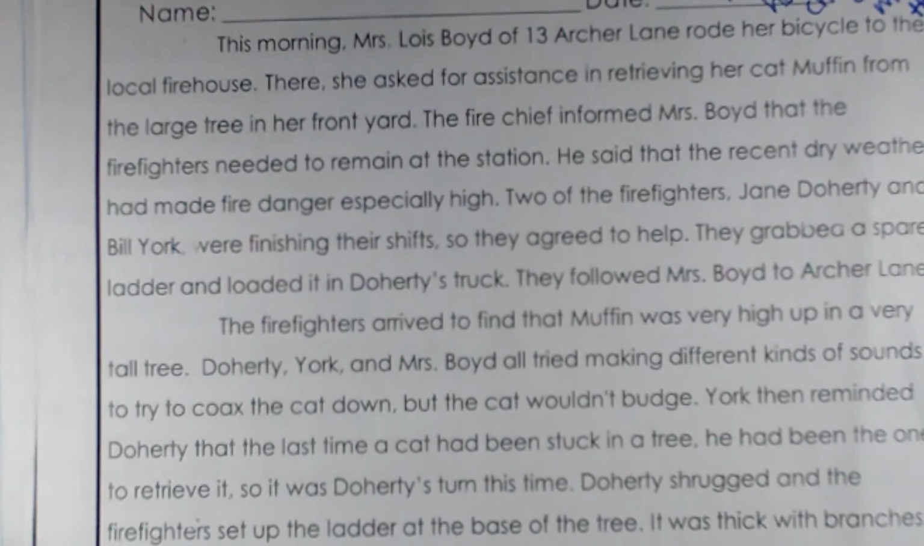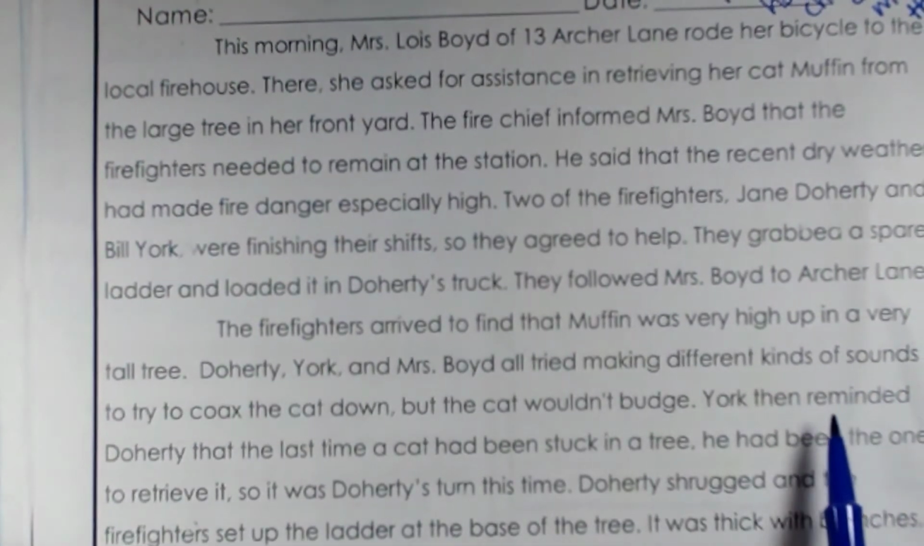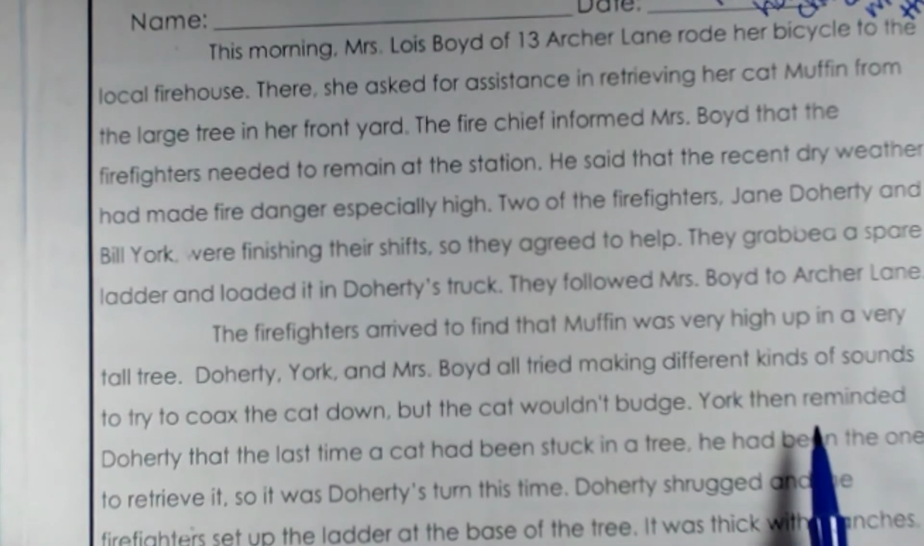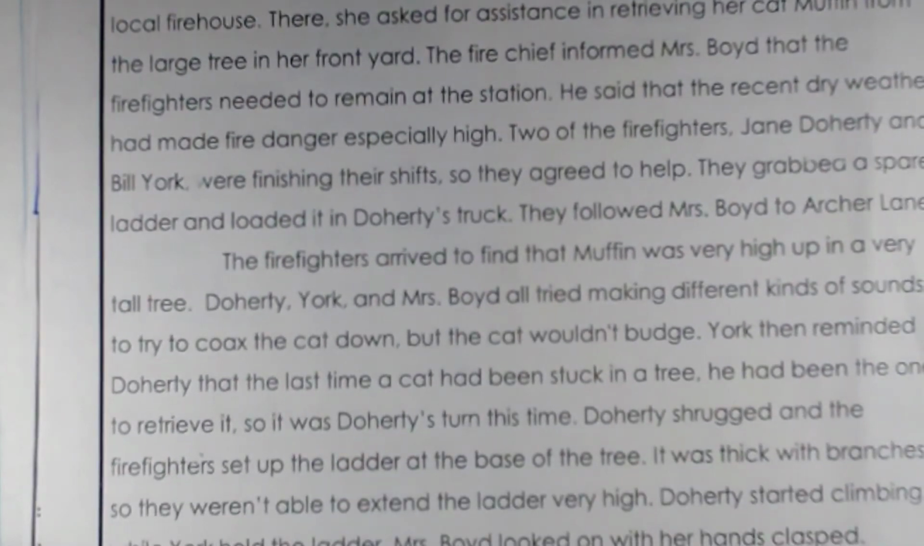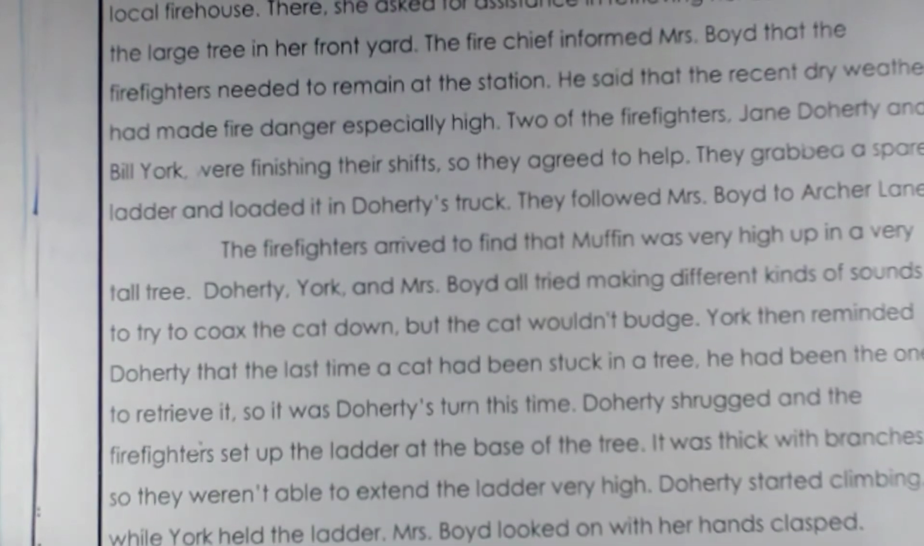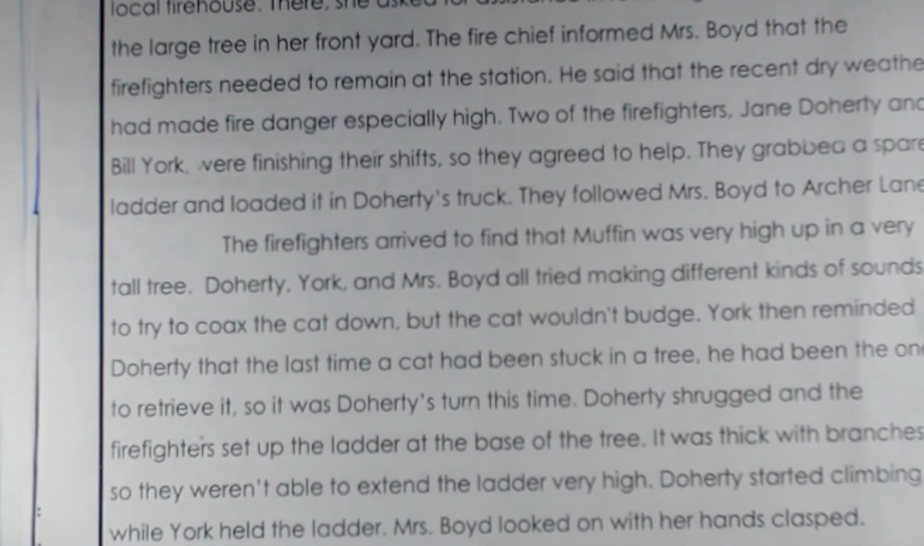Boyd all tried making different kinds of sounds to try to coax the cat down, but the cat wouldn't budge. York then reminded Doherty that the last time a cat had been stuck in a tree, he had been the one to retrieve it, so it was Doherty's turn this time. Doherty shrugged, and the firefighters set up the ladder at the base of the tree. It was thick and with branches, so they weren't able to extend the ladder very high. Doherty started climbing while York held the ladder.